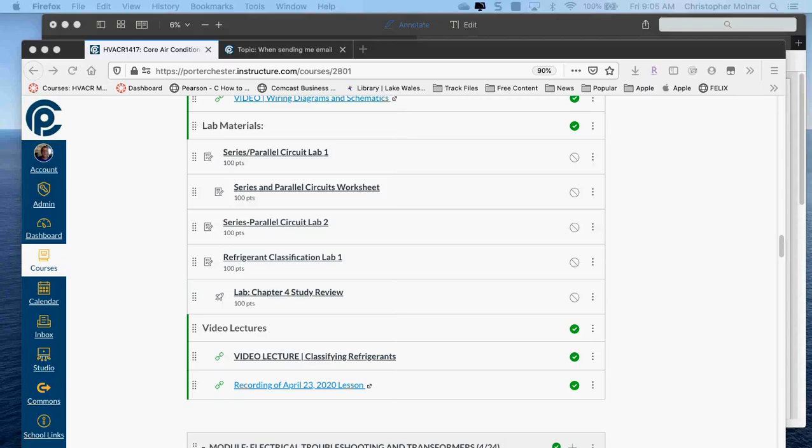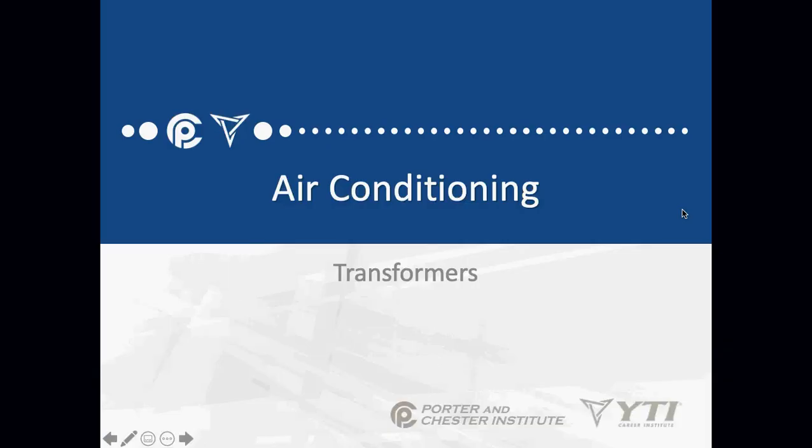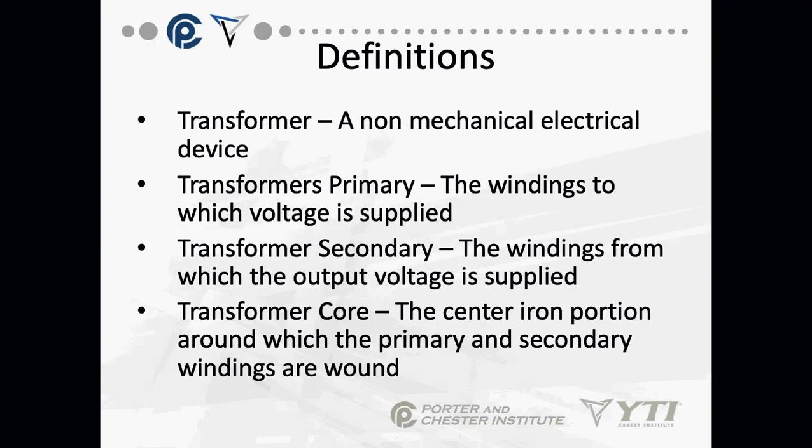Okay, so I want to talk about transformers to start with, and yeah, we're going to do a PowerPoint, but I'm going to switch back and forth a little bit to my own drawings, and then we'll continue from there. Okay, so a transformer, it's a non-mechanical device. So there's no moving parts in a transformer, or at least there shouldn't be.